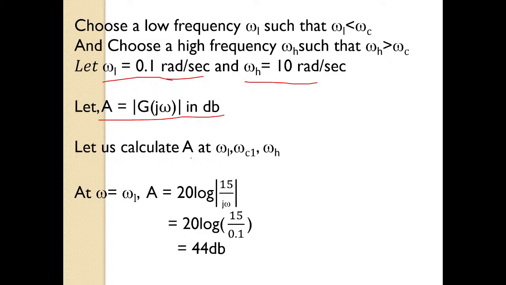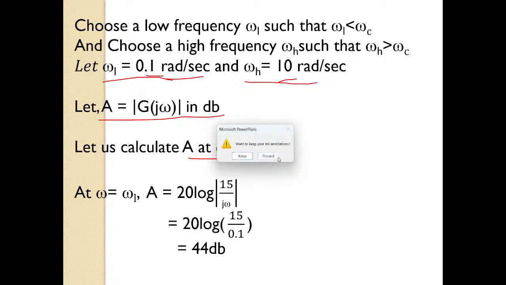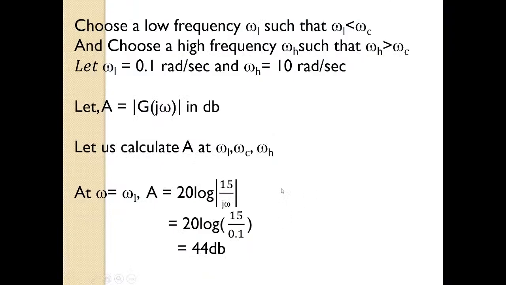So let us determine A for all these frequencies. How many frequencies do we have? Three frequencies, omega L, omega C and omega H. Omega L is 0.1 radian, omega H is 10, omega C, not C1, it is C. Of course, notations are our wish, we can write any notation. No need to write omega C1, simply writing omega C is more than sufficient.